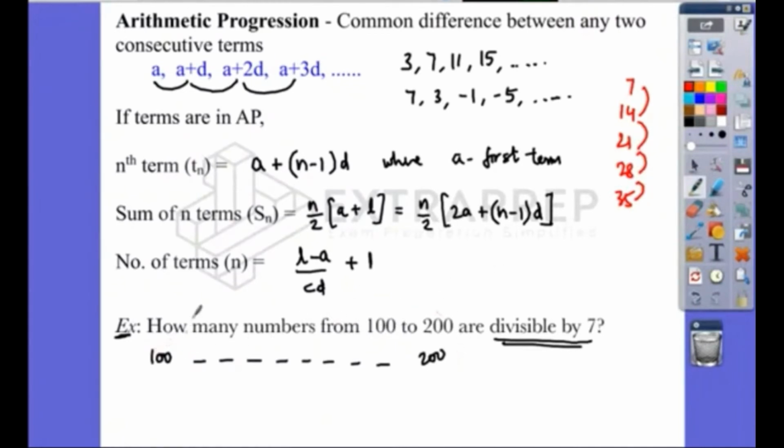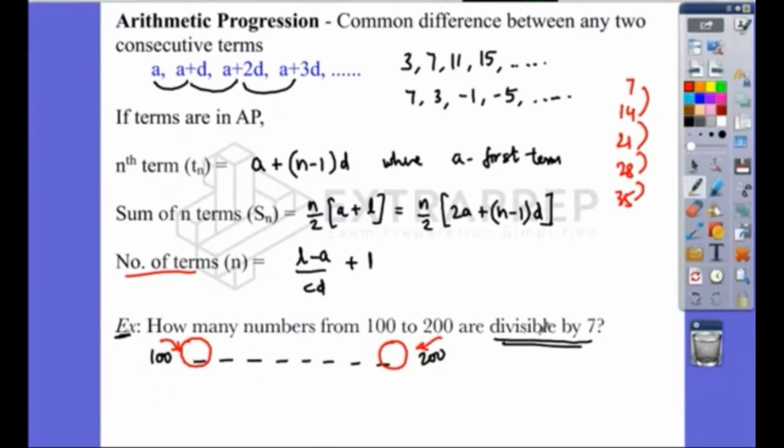Okay, so to find how many numbers are divisible by 7 between 100 and 200, you'll have to find the first number after 100 which is divisible by 7, and you'll have to find the last number before 200 which is divisible by 7, because the number of terms is what's asked. And what's the formula? Last term minus first term by common difference plus 1. You know that the common difference is 7 already. So you need to find the last and the first terms. So the last and the first term should be calculated.